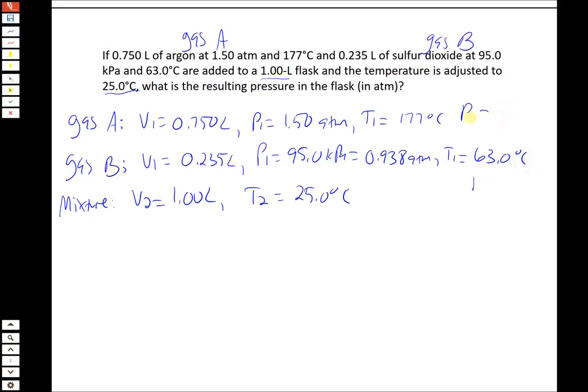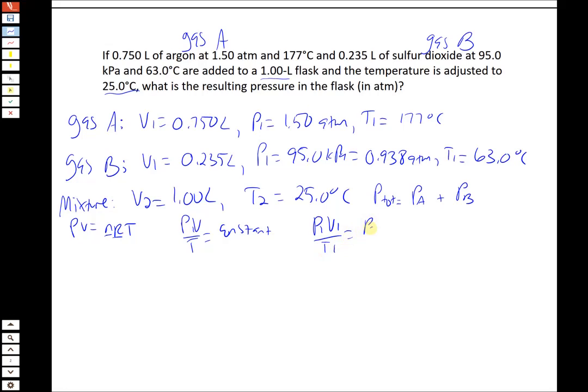Let me organize this in a different way. For this mixture, the total pressure is going to be the pressure of gas A plus the pressure of gas B after we mix them together under these new conditions. For each gas, we're going to do an ideal gas law problem, where the number of moles and R are constant, so PV over T is constant for each gas, and P1 V1 over T1 equals P2 V2 over T2. We're going to do this for both gases.